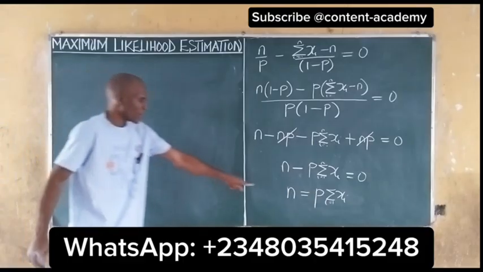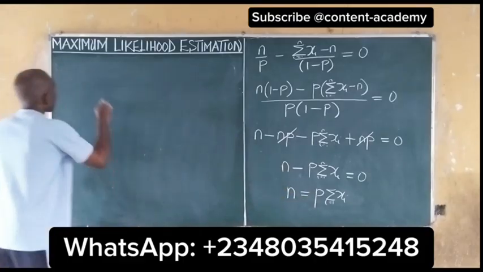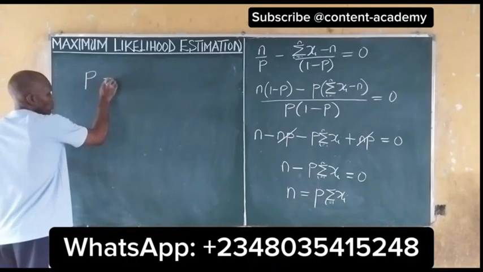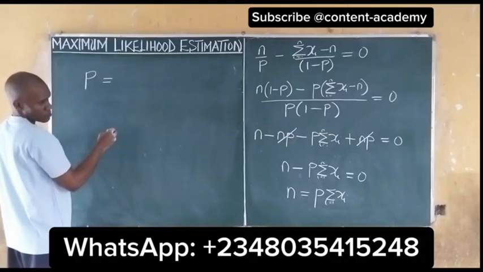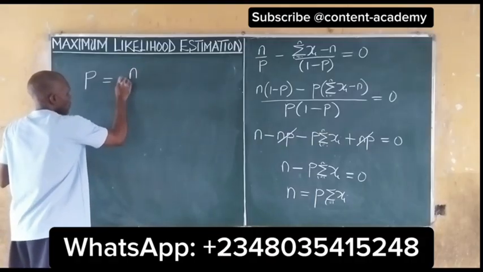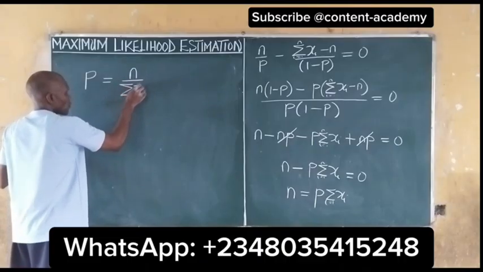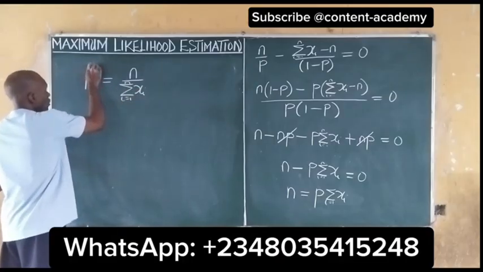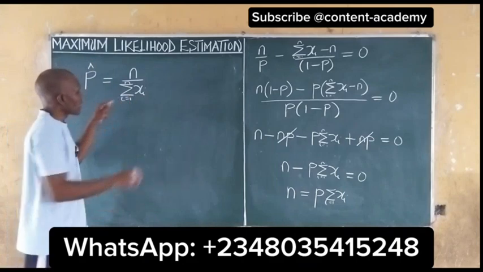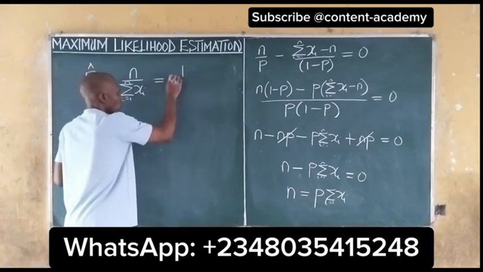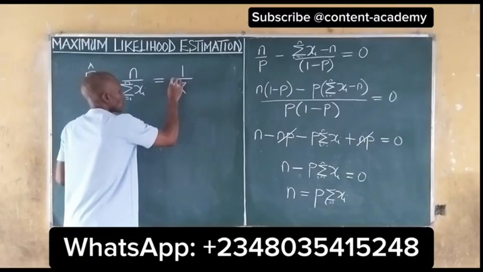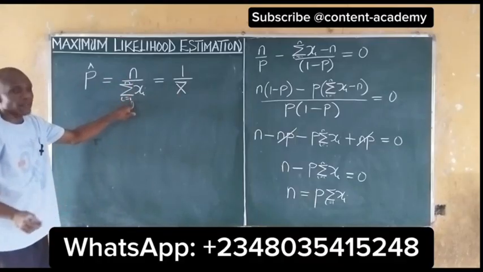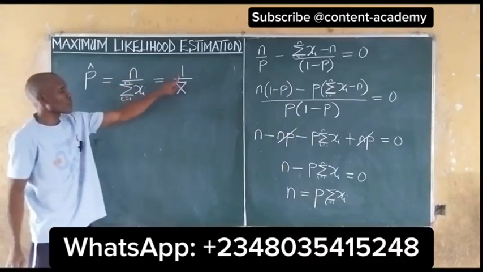Now, making p the subject of formula, we'll have p to be equal to n all over summation of xi as i running from 1 to n. So this becomes our estimate. Of course, this is biased. And we can write this as 1 all over x bar, because our mean already is supposed to be summation of xi all over n. So since we have the opposite, we'll write 1 all over x bar.